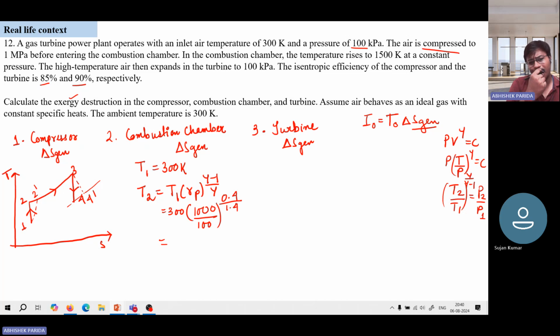How much? 1000. I'm not getting that big value. So it is 10 to the power 0.4 divided by 1.4. It is 1.79 into 300. It is 538. I'm getting 538. Check your calculation again.